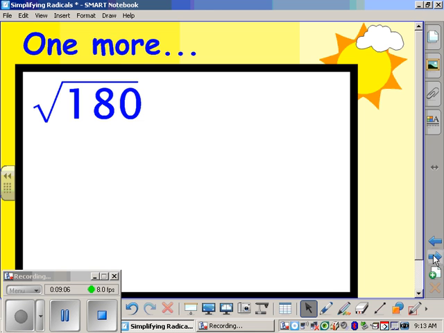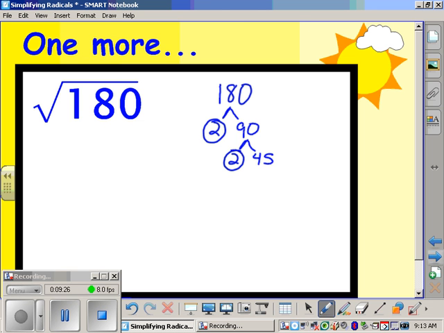Okay, let's try one more. Square root of 180. Again, 180 is not a perfect square, so we're going to simplify it to get its exact value. 2 goes into 180 90 times. The 90 can be broken down into 2 and 45. 45 can be broken down into 5 and 9, and the 9 can be broken down into 3 and 3. So writing out our prime factors, we have 2, 2, 3, 3, and 5.